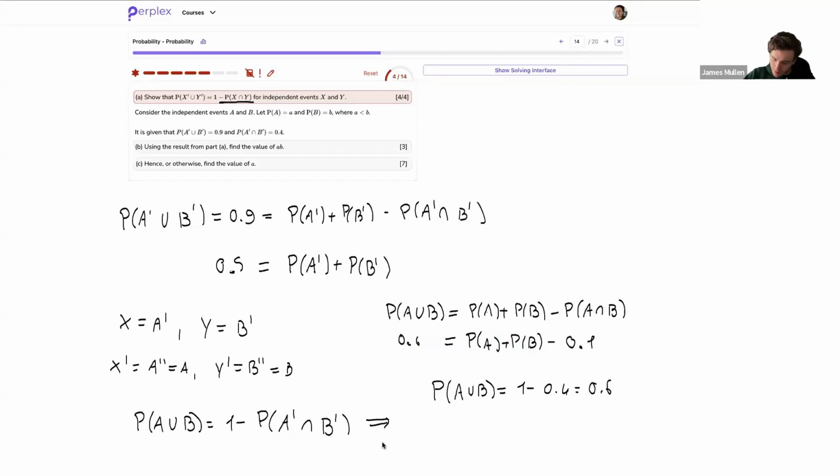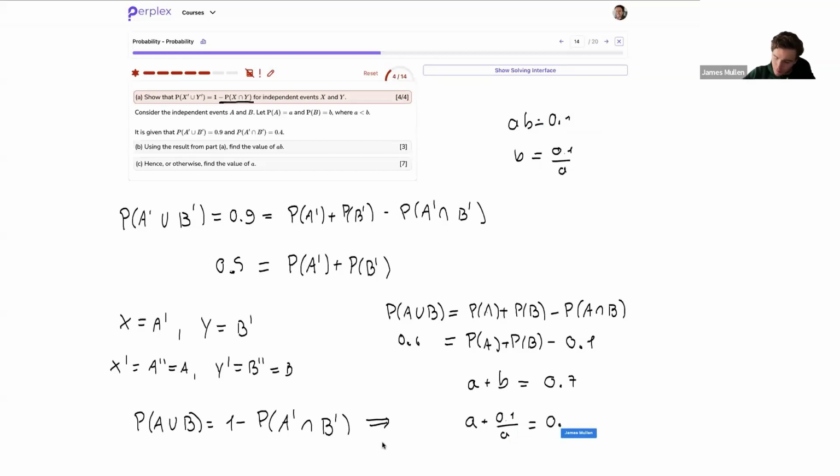Okay, and now let me erase this and set up my equation. That means that A plus B is equal to 0.7. And if I know that AB is equal to 0.1, then I can say B is equal to 0.1 over A. So A plus 0.1 over A is equal to 0.7. And now what I'm going to have to do is multiply both sides by A, and that's going to lead me to a quadratic. So let me make a bit of space here, because we need more space.